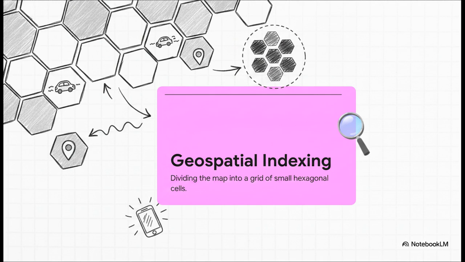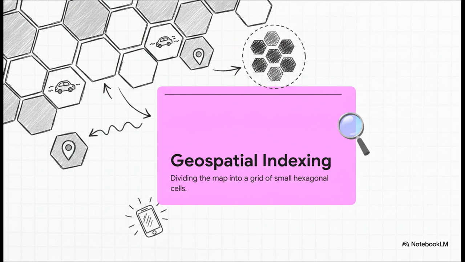Now, geospatial indexing is really just a fancy term for a very practical concept. It basically means dividing the entire world into a massive interconnected grid of small hexagonal cells. When a driver is out on the road, their phone is constantly sending raw GPS coordinates. Those coordinates are messy. They have lots of decimal points and are hard to process quickly.